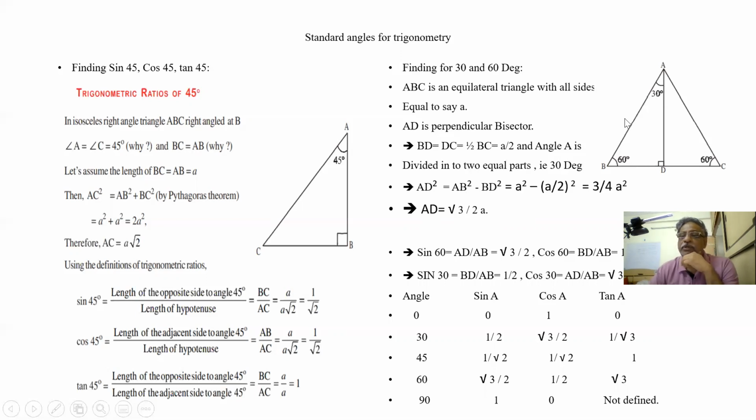This is a. So what is sin 30? Sin 30 is BD by AB. BD is a by 2, AB is a, that is half. What is cos 30? This is root 3 by 2a, by a is root 3 by 2. What is sin 60? Opposite by hypotenuse, root 3 by 2a by a, root 3 by 2. What is cos 60? A by 2 by a, it is 1 by 2.